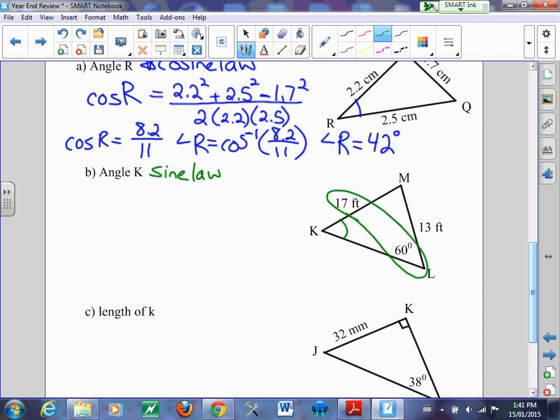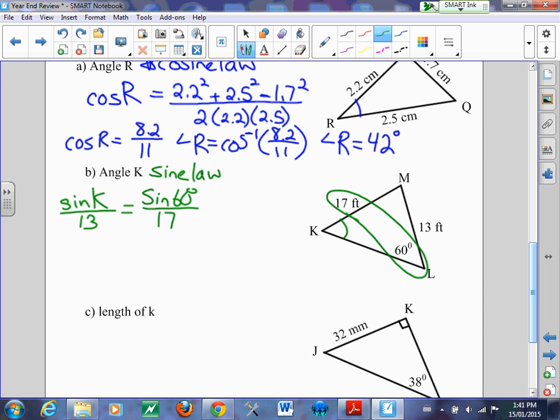All right. So what we're trying to find is angle K. So we go sine of K, and yes, that spells sync. Divided by the side of K, which is 13, equals the sine of the match, which is 60 degrees, divided by the side length. Remember, you can flip your fraction for sine law. Although it might say A over sine A equals B over sine B, you can flip it to put the angles on top.